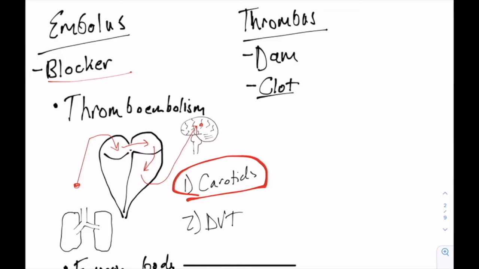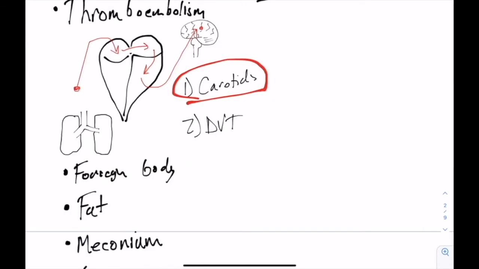This is what causes most heart attacks. Thromboembolism is what we call the embolus when it has been lodged somewhere. So remember, an embolism is a blocker, so it starts somewhere else and travels.